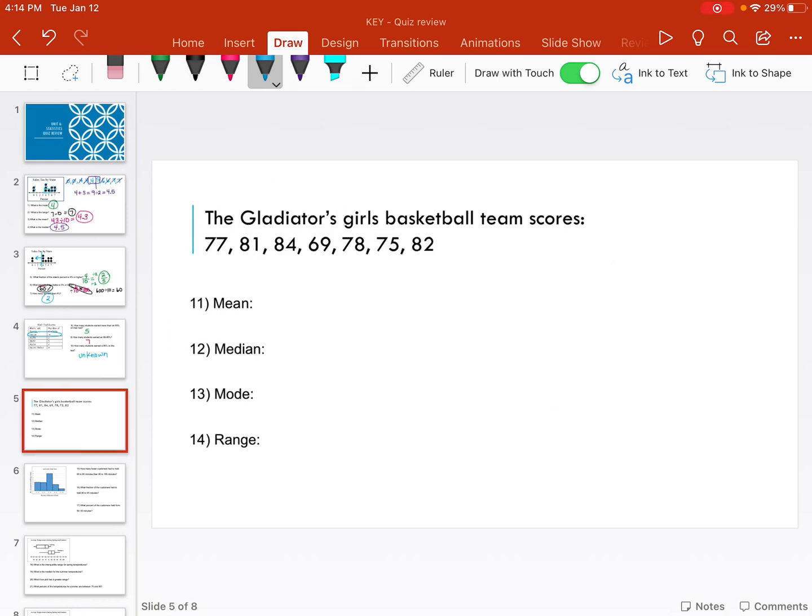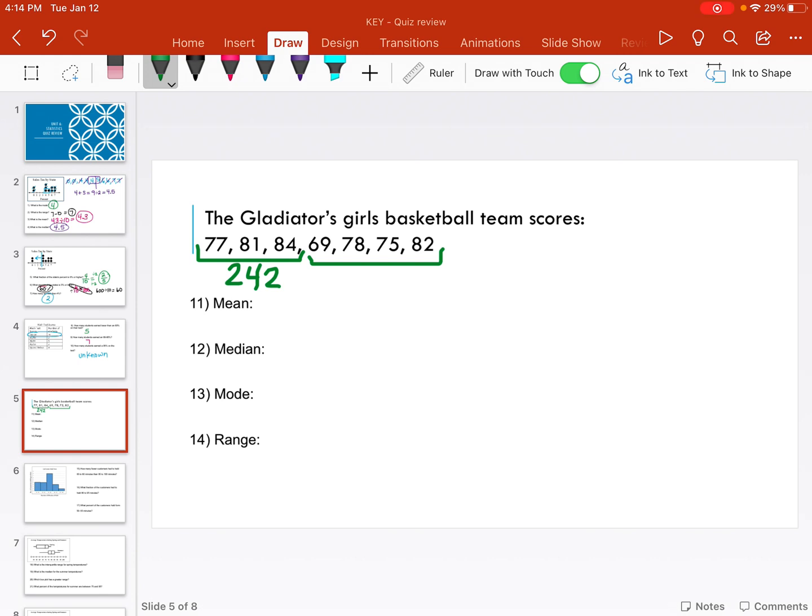Okay, looking at this data, the Gladiators girl basketball team, these are their scores. So we want to find median, mode, and range. So to find our mean, we're going to add these up and divide by how many there are. I'm going to kind of chunk it. I'm going to add those, and then add those two numbers together just so I don't get lost typing things in my calculator. So 77 plus 81 plus 84. This is 242. Clear.